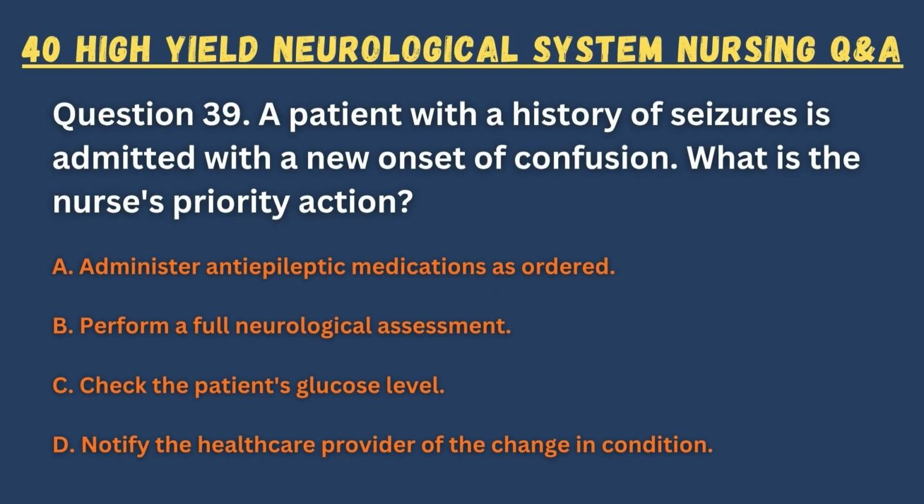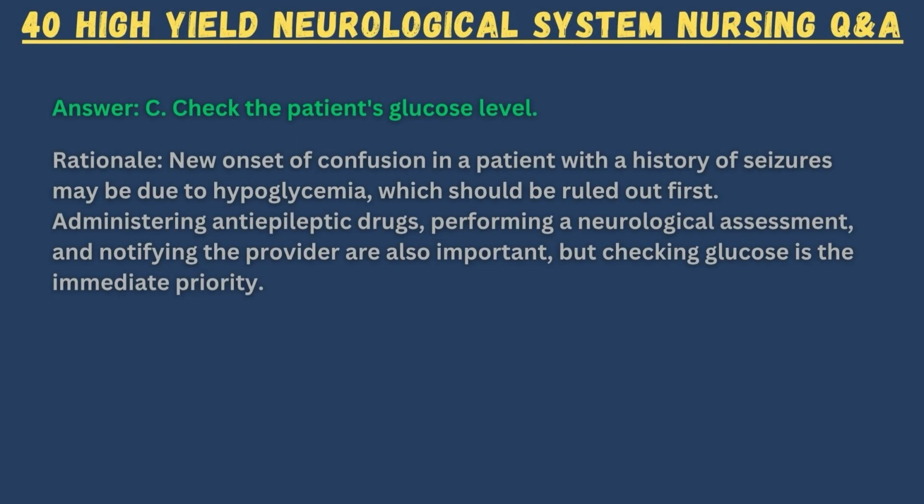Question 39. A patient with a history of seizures is admitted with a new onset of confusion. What is the nurse's priority action? A. Administer anti-epileptic medications as ordered. B. Perform a full neurological assessment. C. Check the patient's glucose level. D. Notify the healthcare provider of the change in condition. Answer: C. Check the patient's glucose level.